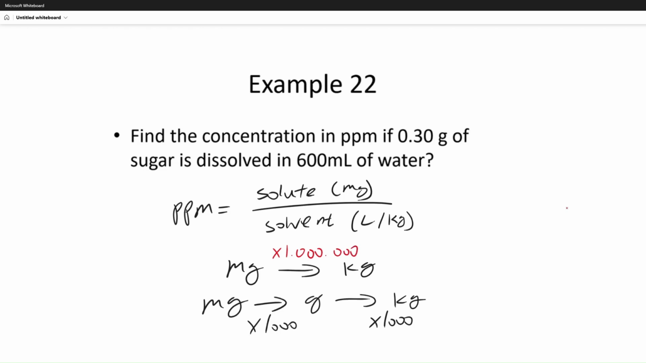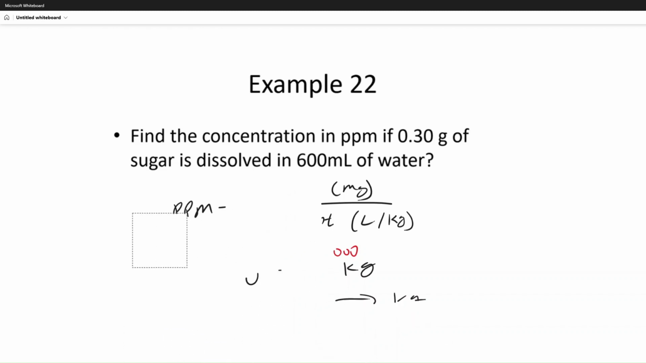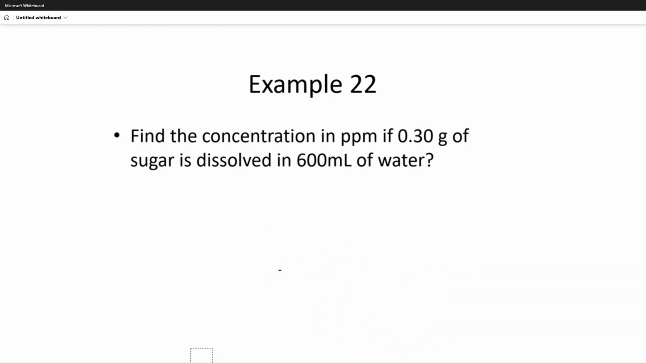If we have 1 ppm, 1 ppm is going to be equal to 1 milligram of solute over 1 kilogram of solvent. So that means per million parts, only one part is the solute. So that's why we call it parts per million. Now, in terms of how to actually do the calculation, all we need to do is convert the solute into milligrams and then the solvent into kilograms.